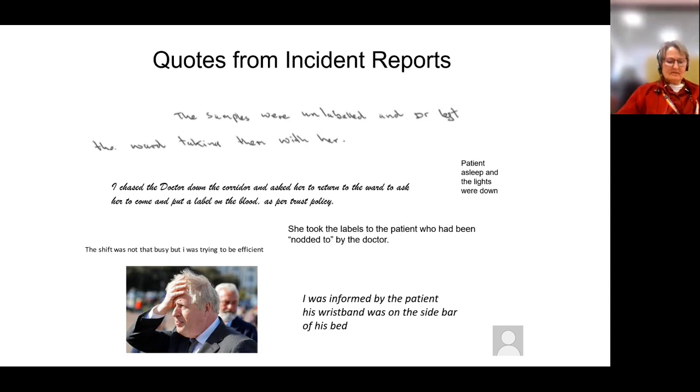These are quotes that we found from some of our incident investigations. When we read them, we see things like the wristband was on the sidebar of the patient's bed. The patient was asleep, the lights were down. The samples were unlabeled. I chased the doctor down the corridor and asked her to return to the ward to label the samples. The shift was not busy, but I was trying to be efficient.